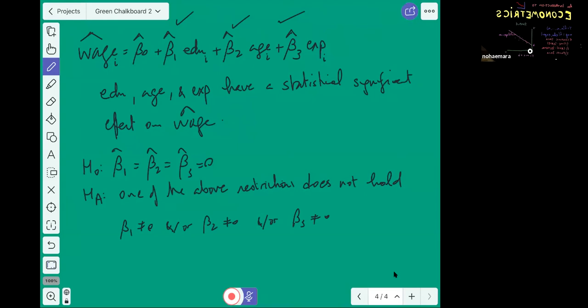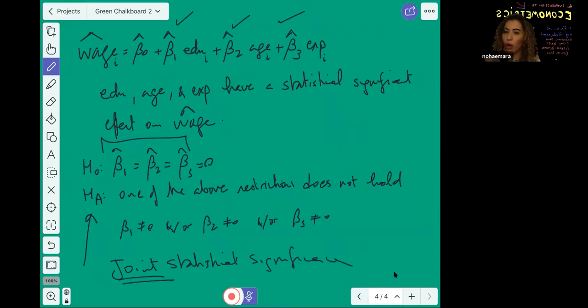The idea of the alternative hypothesis is that I'm allowing one of the T statistics of these coefficients to be below the critical value. So it doesn't have to be all statistically significant, but I'm allowing one of them to be statistically insignificant. And in this case, you're talking about the joint statistical significance. The joint, because I'm talking about the combination of their statistical significance all at once.